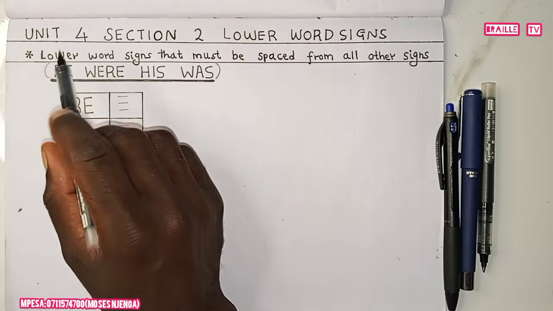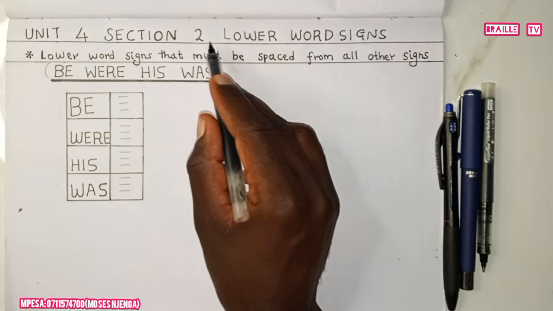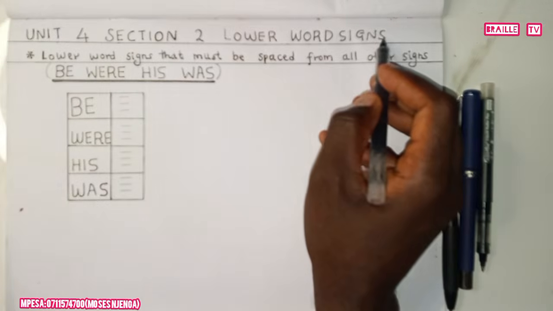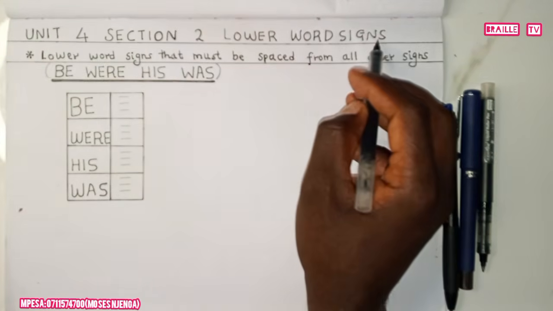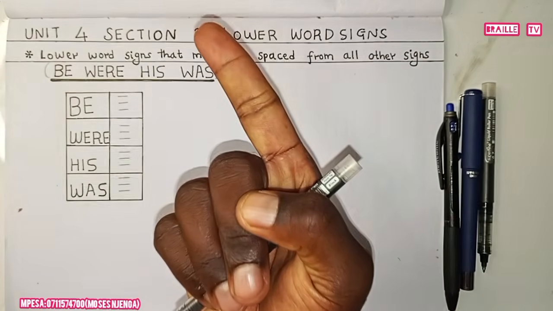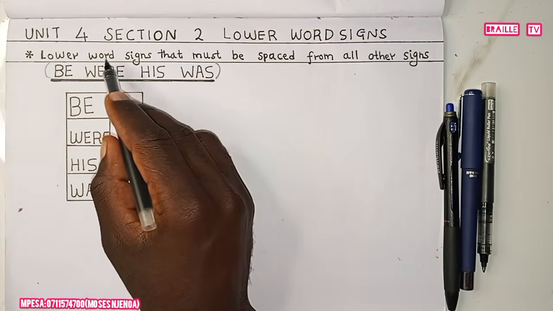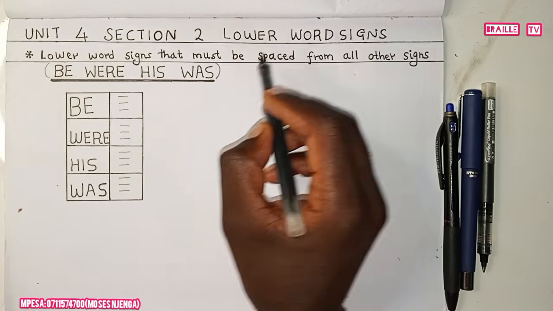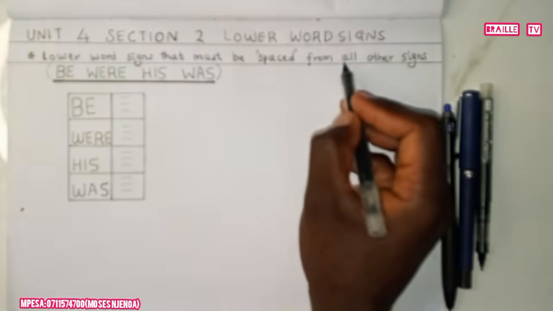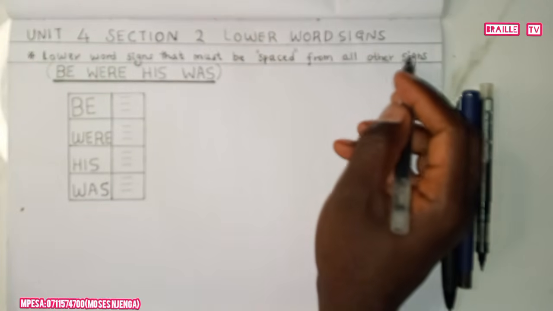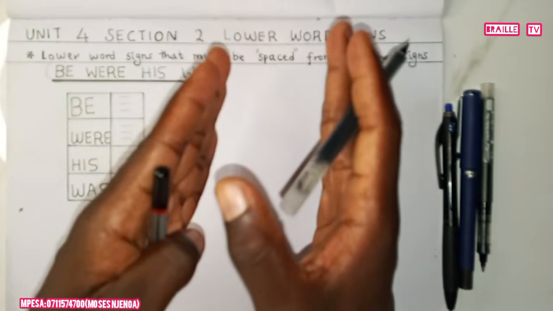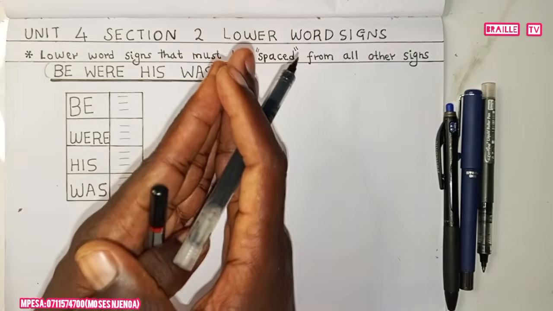Now remember, we are in unit 4, section 2, and in section 2 we are looking at lower word signs. We said these lower word signs are divided into 3, but we are going to start with the first category, that is lower word signs that must be spaced. The word spaced is the key here. Spaced from all other signs. It must be standing alone. It must stand alone for them to be contracted.